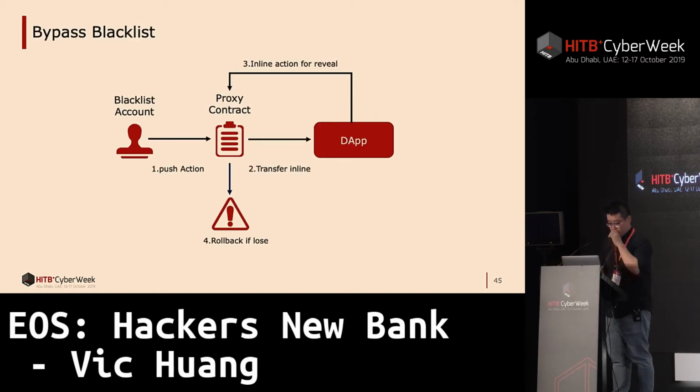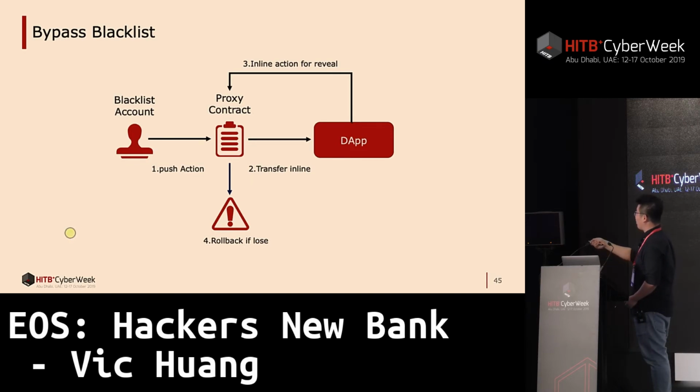But we can still bypass this kind of protection if they just put it in the block list. We have a blacklisted account, but we can create a proxy contract to make the transaction to the dApps. So we still bypass the blacklist, and we can do the same things. We send inline actions for revoke, and if we lose, we roll back.